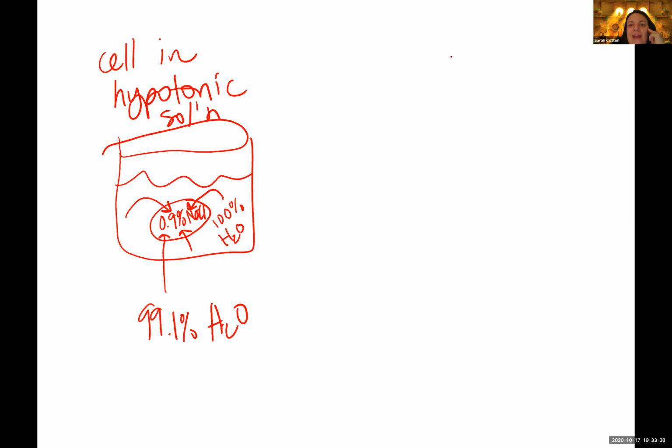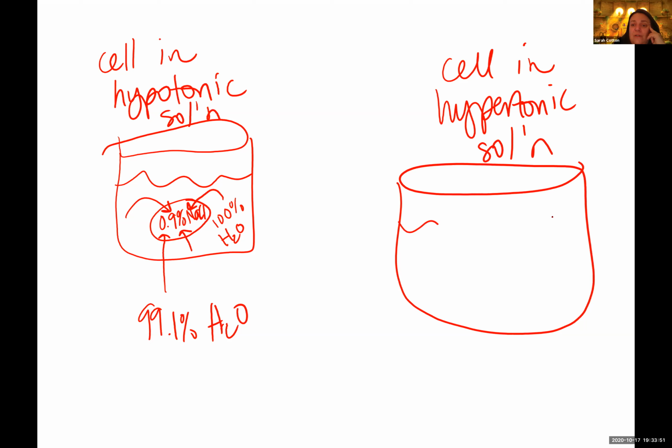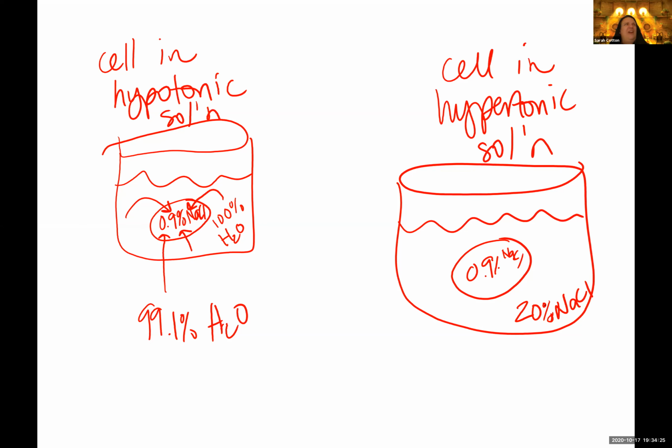Now let's put the cell in a hypertonic solution. Here's my beaker with my fluid. Here's my cell. Remember, it's the same cell, so it's still 0.9% sodium chloride. A hypertonic solution would have to have more solute, right? By definition, hypertonic means more solute. So let's be crazy and say this is 20% salt. So it's a super concentrated salt solution. Okay, so 20% salt in the solution, and only 0.9% inside of the cell.